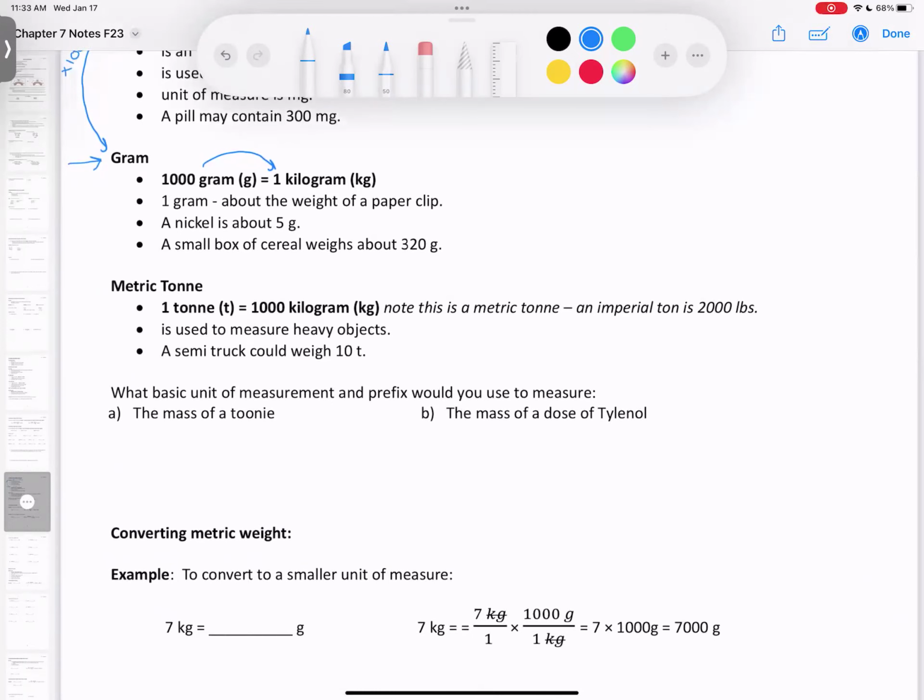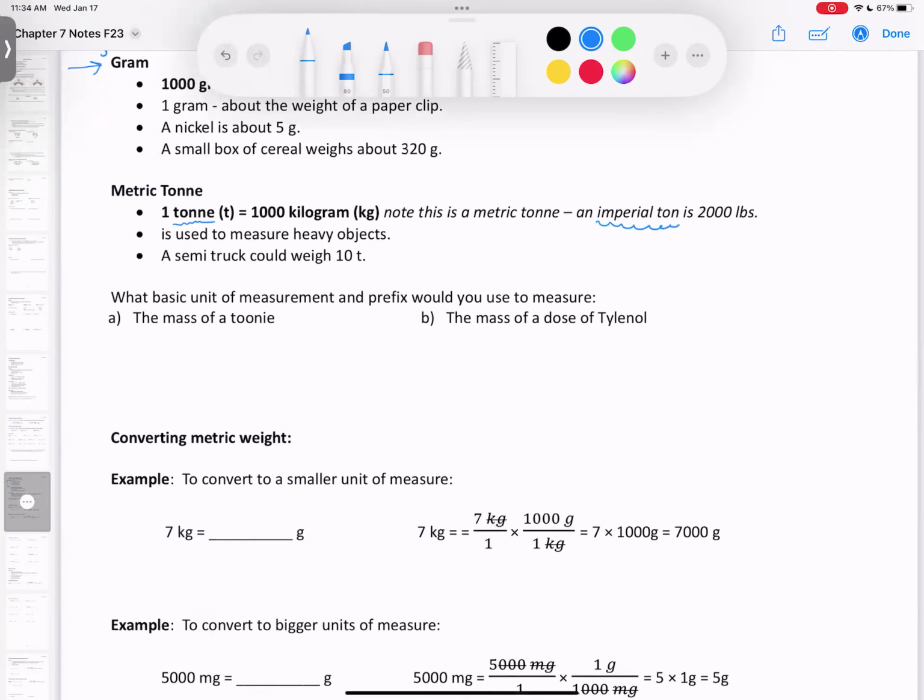A metric ton is a very heavy unit of weight. It's 1,000 kilograms. Note how it's spelled, T-O-N-N-E. My dad used to call these tonnes, just to not confuse them with an imperial ton. So imperial tons, we don't really need to talk about in this course, but just so you're aware, an imperial ton is 2,000 pounds. It's actually fairly close to a tonne, let's say, like my dad, of 1,000 kilograms. So the metric ton is 1,000 kilograms. You would use that to measure a really heavy object, maybe a really heavy tractor or a semi-truck. A semi-truck might weigh 10 tons.